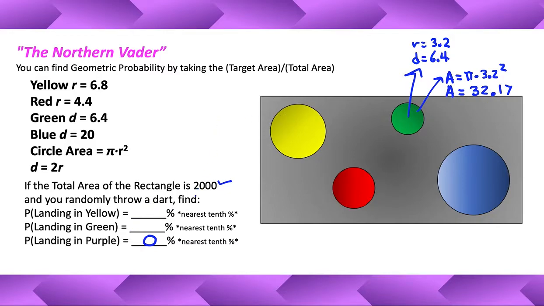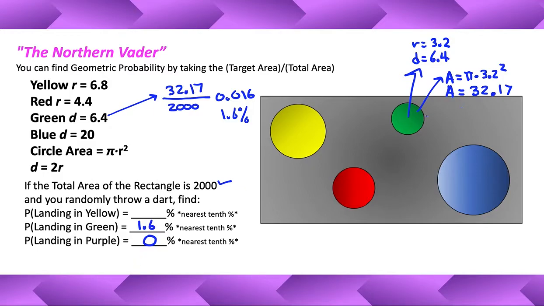All right, so for the green, the area of the green is 32.17. That's the target. The total is 2,000. So we'll divide that by 2,000. I get 0.016. Okay, so if we move the decimal over 2 places, that would be 1.6%. So wow, you have a 1.6% chance of landing in the green circle.